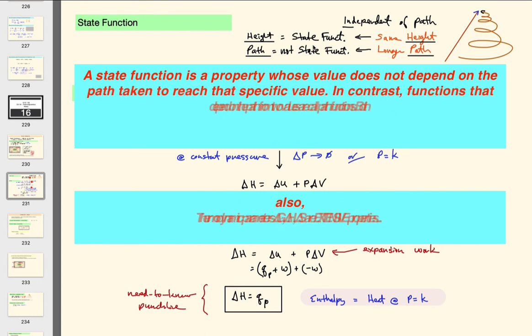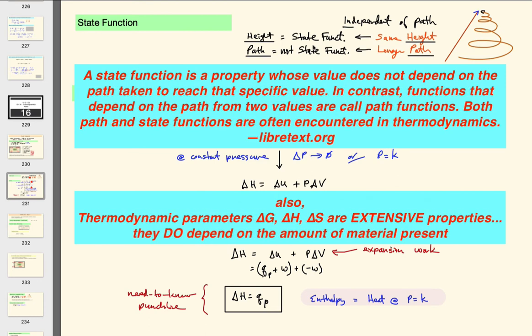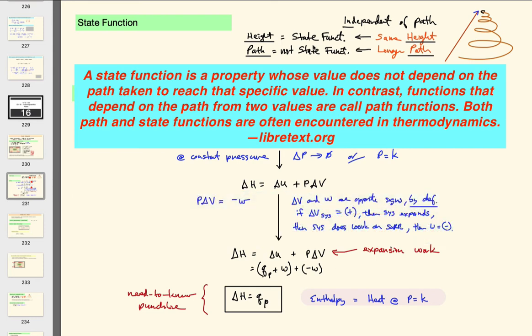Also important is this idea of whether something is intensive or extensive. Thermodynamic parameters are extensive, meaning that the answer you get from a problem is going to depend on the amount of material there. You double the amount of material, you're probably going to double the thermodynamic parameter value. Okay, that's why that's important.